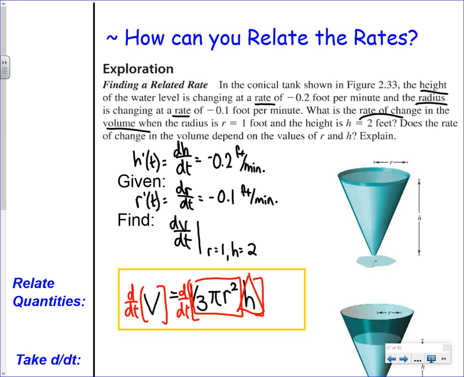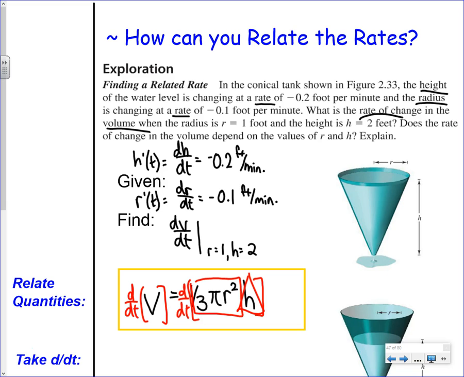Where did I get dV/dt from? Well, what is it? That's the question. That's the unknown. That's what I'm supposed to find. So what is the rate of the volume when the radius r equals 1 and height equals 2?